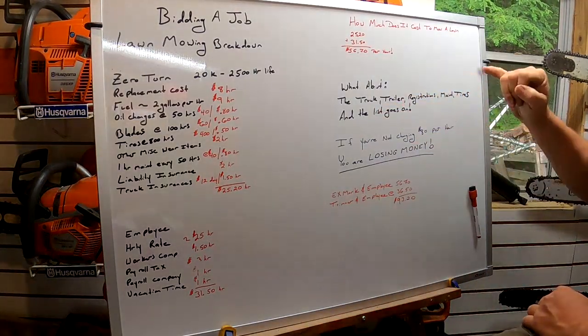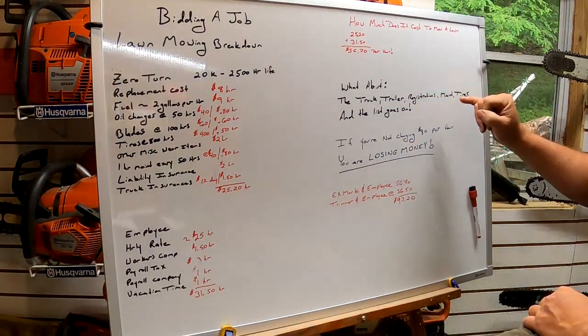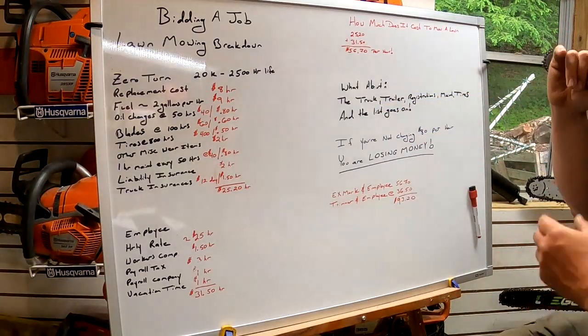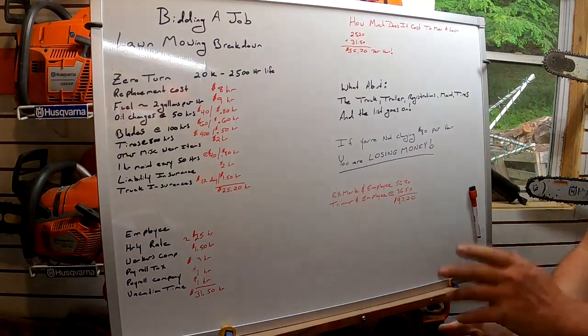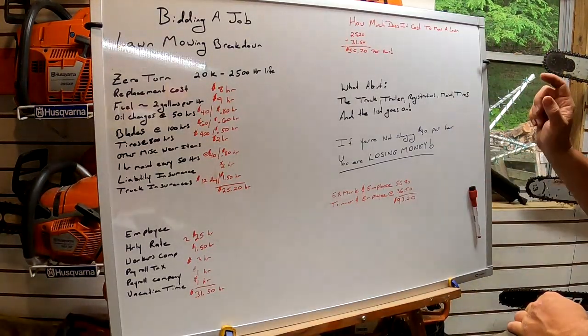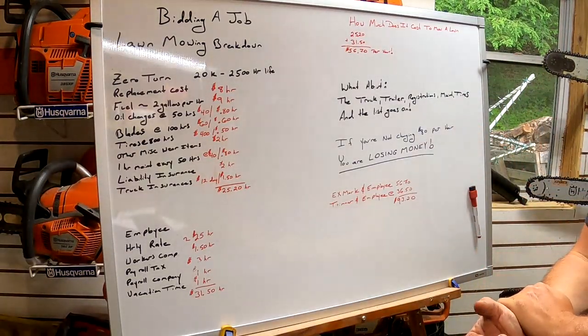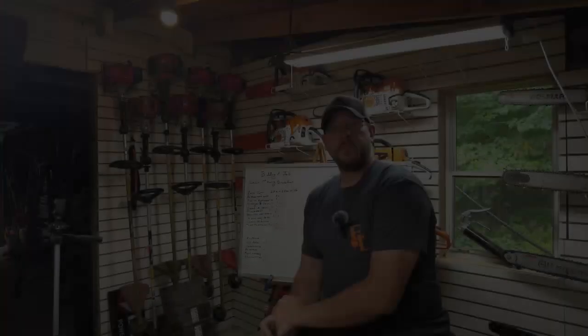purchase price of the trailer, your yearly registrations, your maintenance on those trucks and trailers, tires, so on and so forth. You're not making money at $60 an hour. At $80 an hour, you're making money, but probably not as much as you would think. So all these are really important numbers. They're numbers that you need to keep in mind when you're bidding a job.